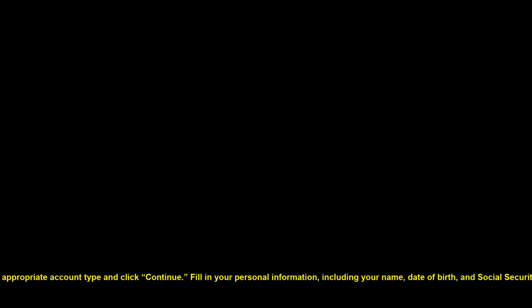Visit the Fidelity website by typing fidelity.com in your browser's address bar. Click on the Open an Account button located on the home page. Choose the type of account you wish to open, such as an individual brokerage account or a retirement account. Read through the account options carefully to make an informed decision. Select the appropriate account type and click Continue.